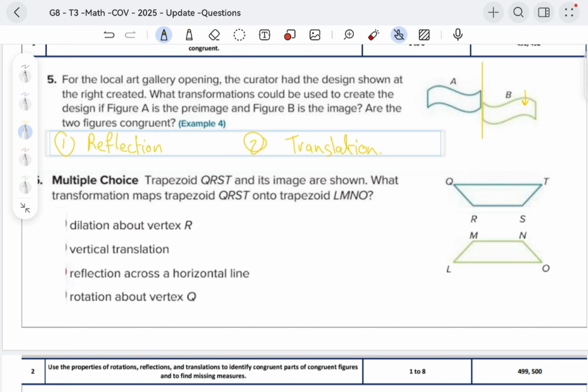Okay, multiple choice. We have a trapezoid QRST and its image shown. What transformation maps trapezoid QRST into trapezoid LMNO? So we have a reflection across a horizontal line. Reflection across a horizontal line.